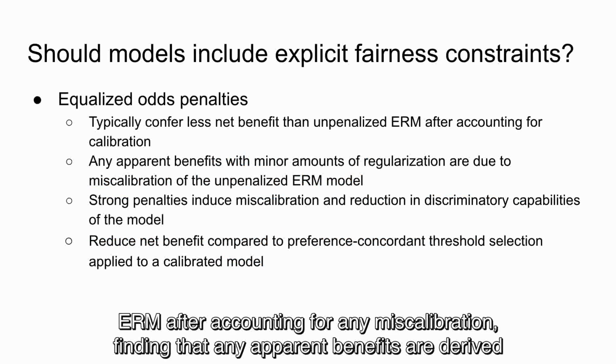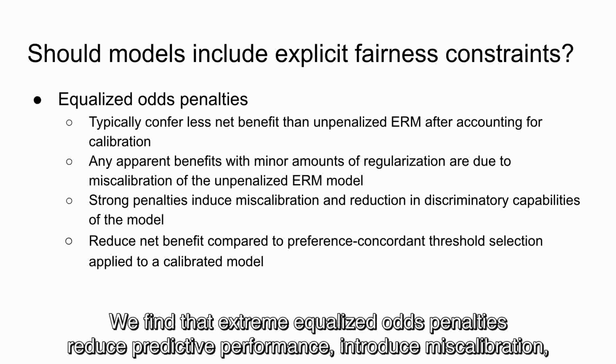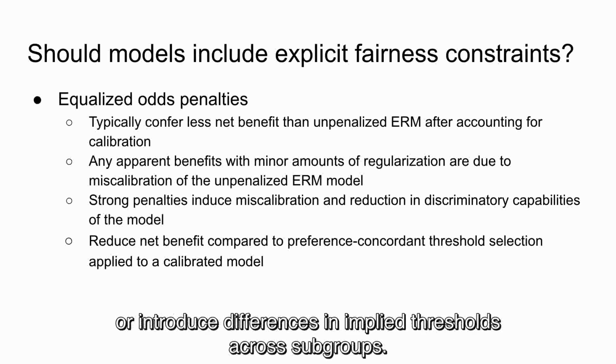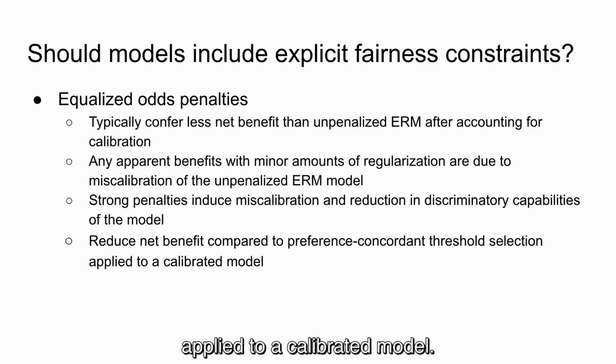We find that if any apparent benefits are derived from the minor miscalibration of the unpenalized ERM model, extreme equalized odds penalties reduce predicted performance, introduce miscalibration, or introduce differences in applied thresholds across subgroups. These effects reduce net benefit compared to preference concordant threshold selection applied to a calibrated model.